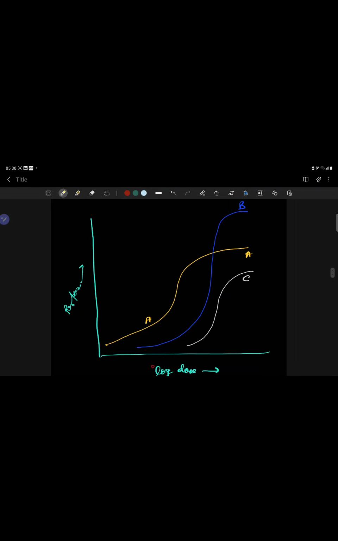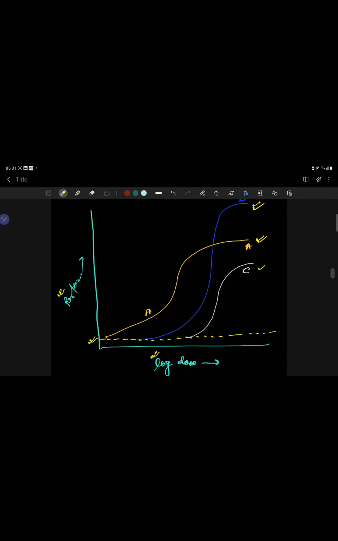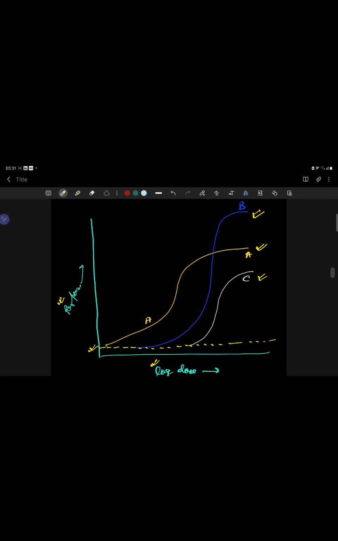Now some log dose versus response curves, you can see they all are sigmoid curves like these three, right? The important thing is that every one of A, B, C starts at the same concentration, like the same amount is given. Now what happens, A will reach like this, B will reach like this, and C will reach like this.